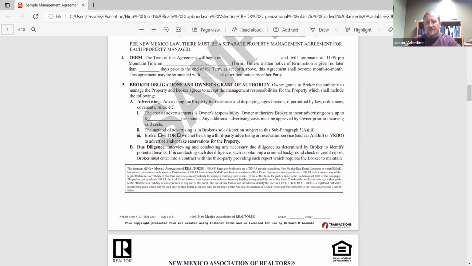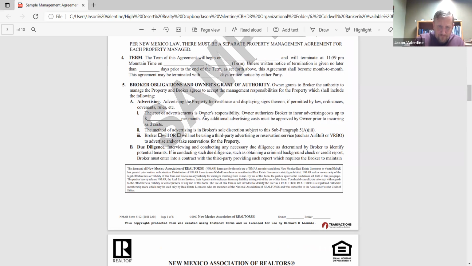The broker obligations and the grant of authority. Now, just so you're aware, paragraph 5, advertising, I typically don't charge any advertising fees to my property owners while we are trying to market and solicit property. My thought is that that's one of the services you're paying us for. And so consequently, we typically don't charge you anything for advertising fees.